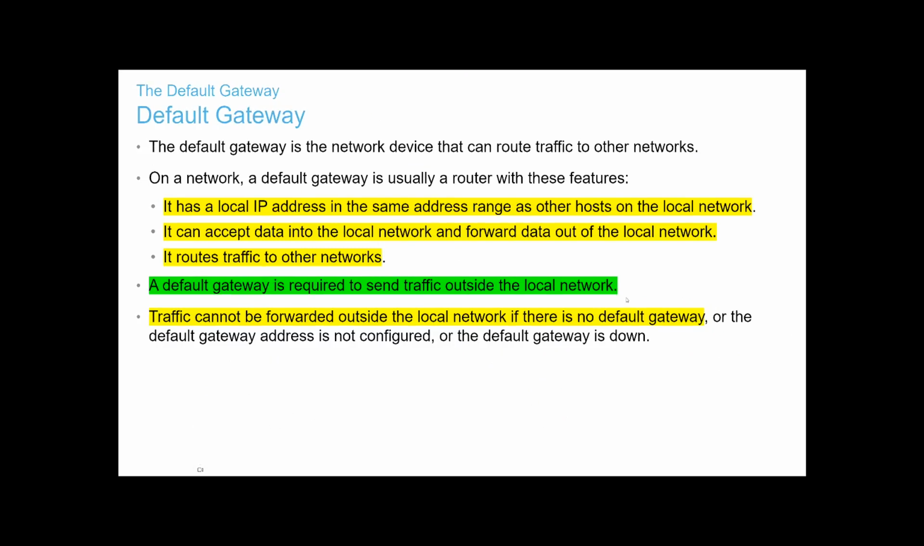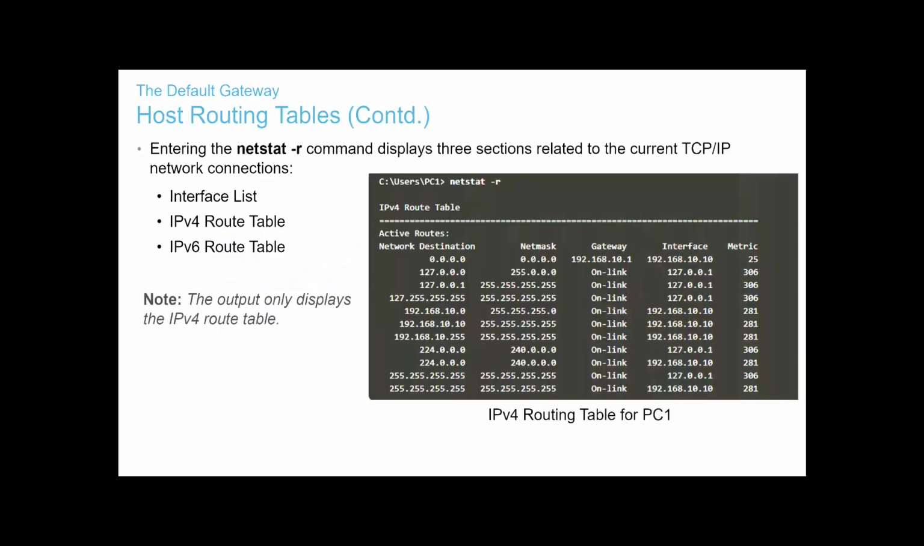If you're using DHCP, that default gateway can be farmed out to the host. You don't have to configure them individually, of course. You can do this on your PC and actually get a routing table on your PC.